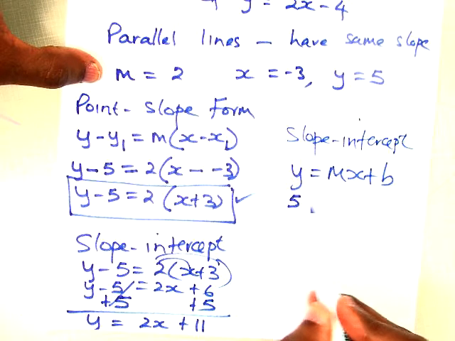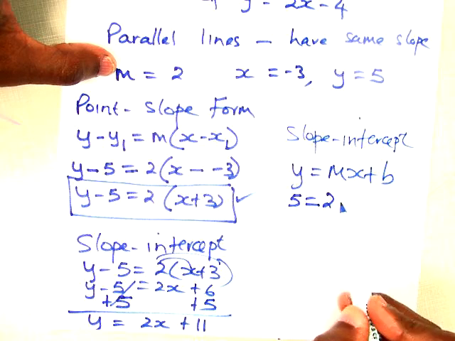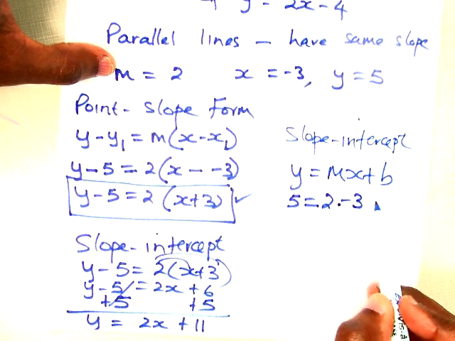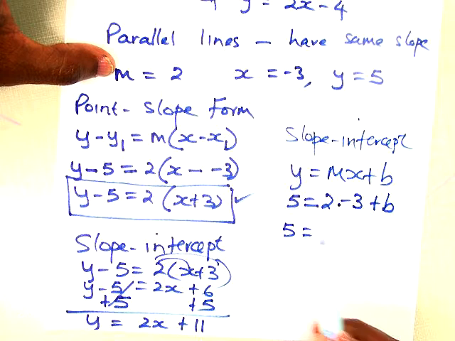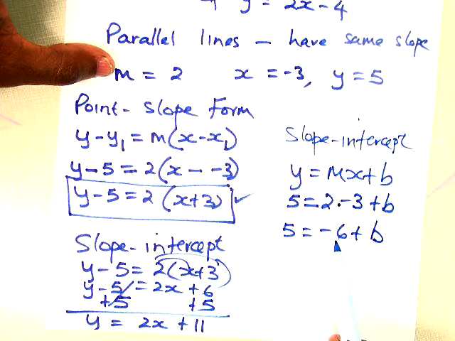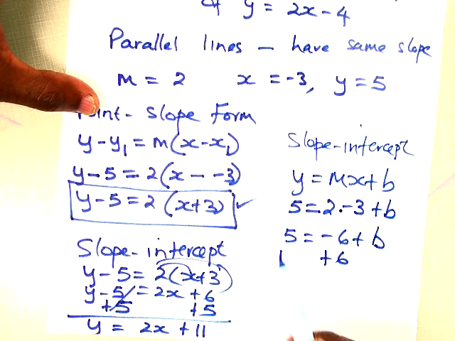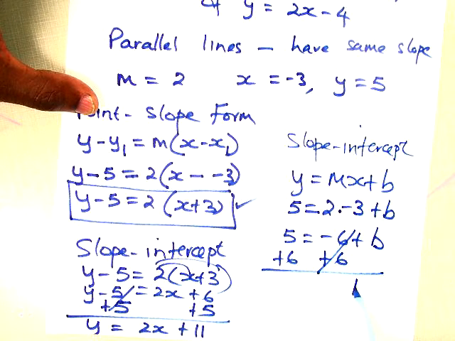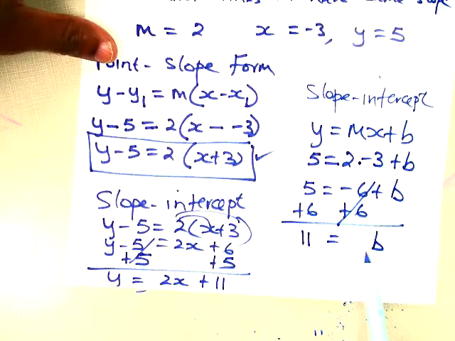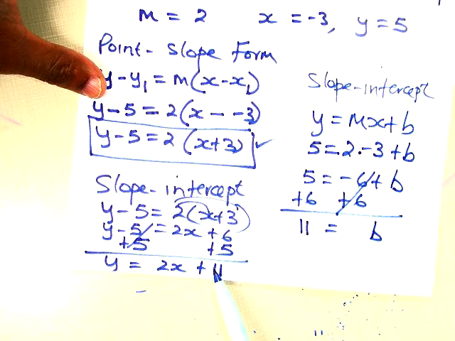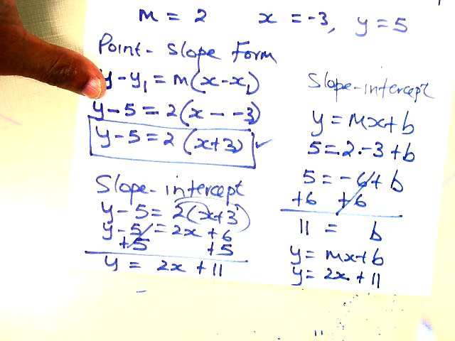So the y coordinate is 5, replace y with 5, m is 2, my x coordinate is -3, plus b, so that gives me -6 plus b. To get b by itself, we do the inverse of subtracting 6. We're going to add 6 on both sides. So b is equal to 11. So here we go. Again, we found the y-intercept to be 11, which we also have here. We know the slope is 2, so we'll just go back to y equals mx plus b. Plug in your slope and your y-intercept, and that would give us 2x plus 11.